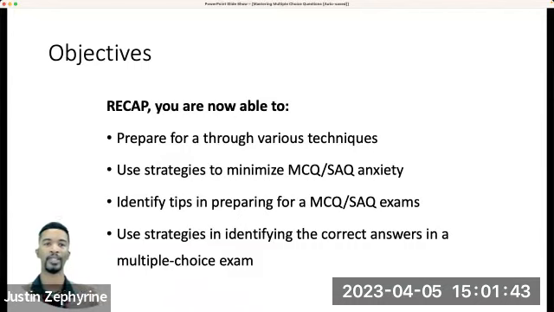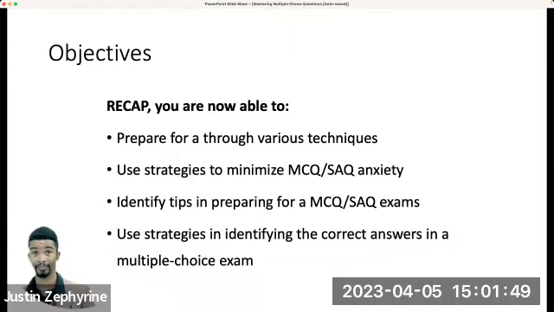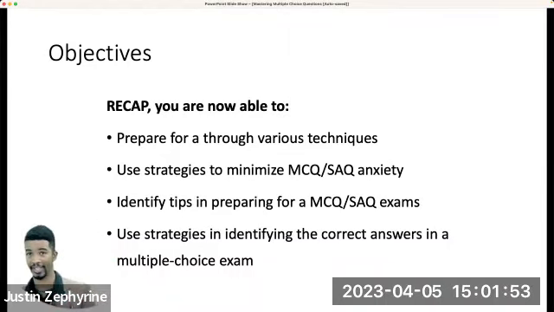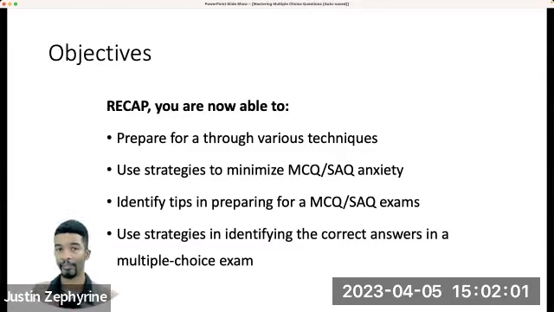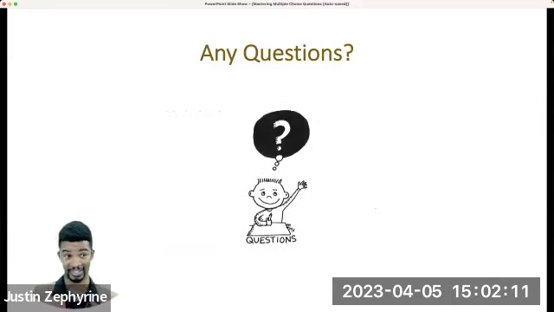So just to recap some of the things we looked at today: we looked at various techniques to prepare for an exam. Then we looked at strategies to minimize stress or anxiety, particularly with MCQs, SAQs and true or false questions. We looked at tips in preparing for an exam, and then strategies in identifying the correct answers in a multiple choice exam. So with that said, do we have any questions?